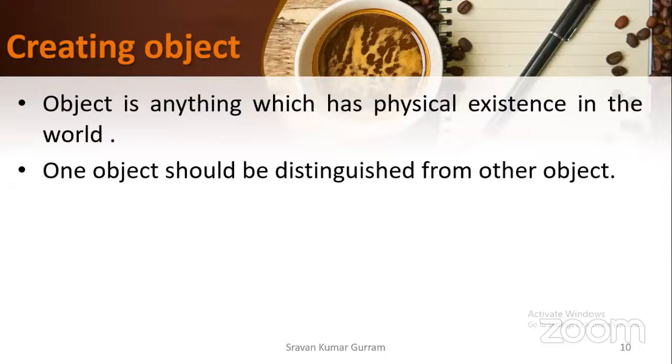One object should be distinguished from another object. Obviously, every object must be distinguished. In our examples also, we have taken two different objects. Suppose Ramu and Raju. They are distinguished. Ramu is one person, Raju is another person. They are not the same.